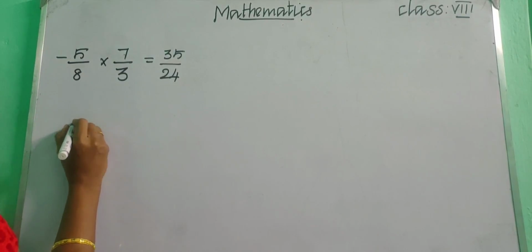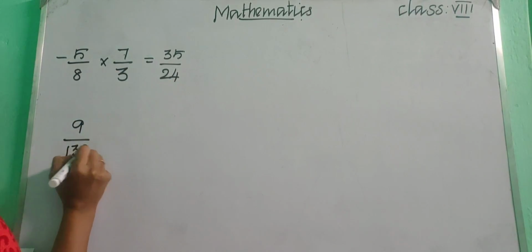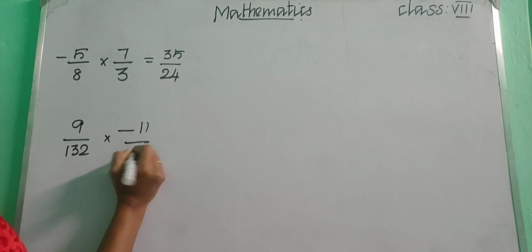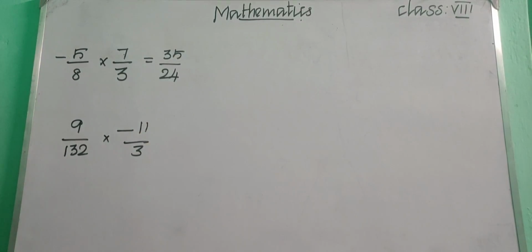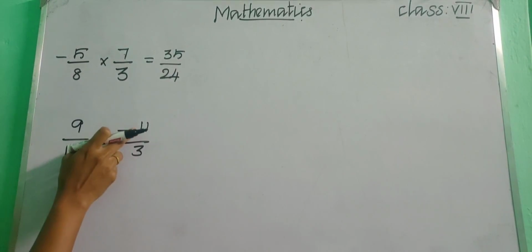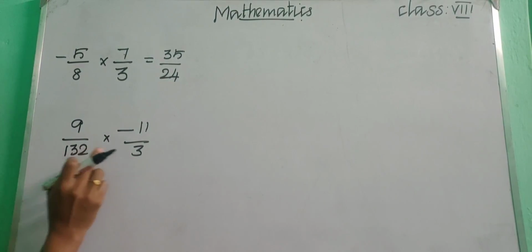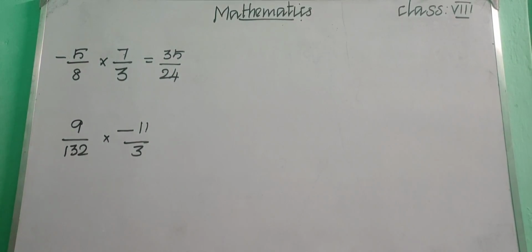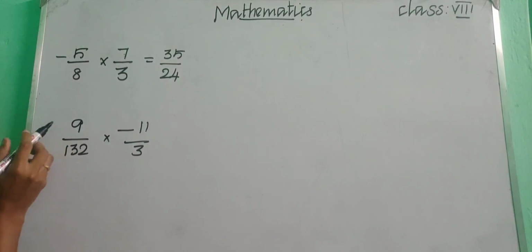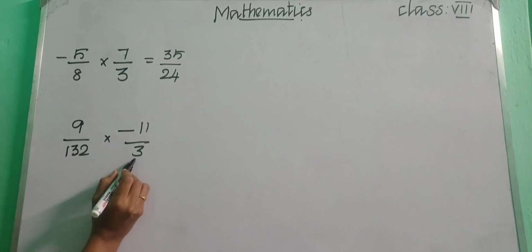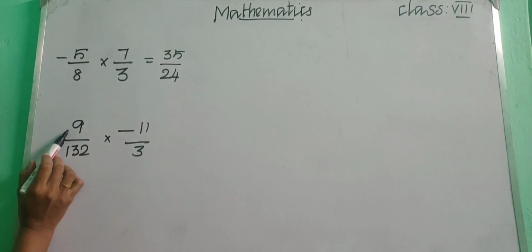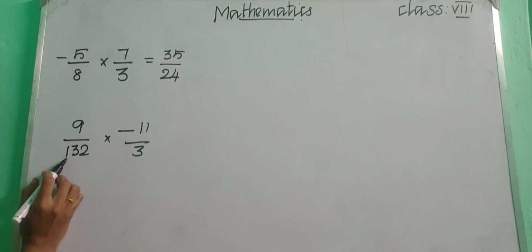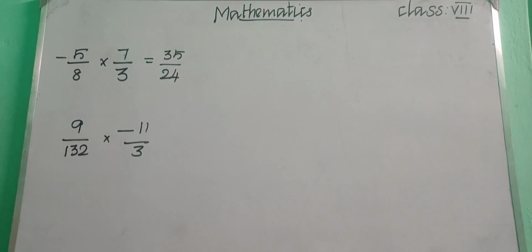see if we are having the sum like 9 upon 132 into minus 11 upon 3. So how will you find the product for this? First of all, we can multiply the corresponding numerators as well as the corresponding denominators. Okay, or else we can make that into standard form and then we can multiply. Okay children, then we will get the answer very easily, right? See here, here we are having 3 in the denominator, in the numerator we are having 9, okay, and here we are having 11 and 132. So we can make it into simpler standard form, right?